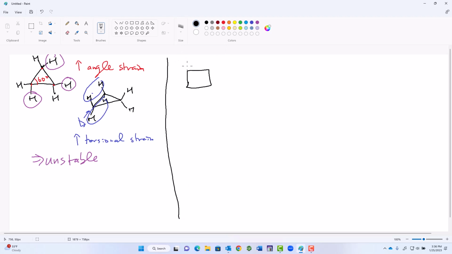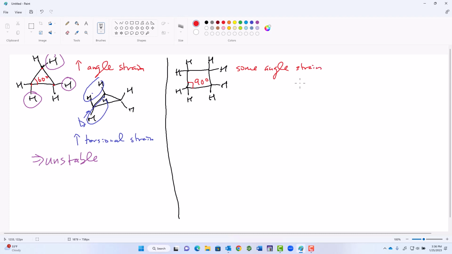So cyclobutane, again, it's got H's all the way around. Cyclobutane is 4 carbons in a cyclic structure. All of these are sp3 hybridized, and if we look, this planar structure expects a 90-degree angle. This is much better than having a 60-degree angle, but it's still quite a bit far away from the desired 109.5 degrees. So there is some angle strain. It's better, but it's not perfect.